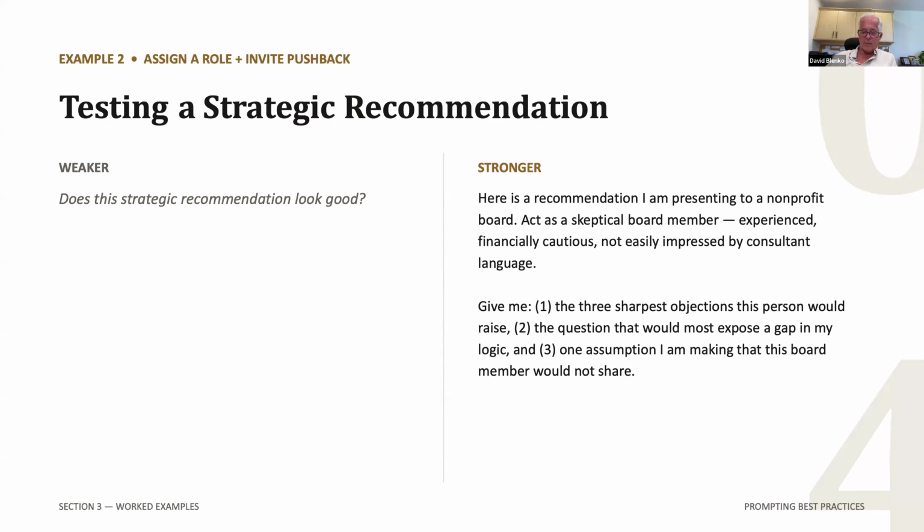Things like sharp objections, a perceived gap in the logic, or an assumption that they may not want to tell you about, but that would be useful for you to know. So please notice that the through line through both examples is the stronger version always names who's asking, what they actually need, and what the deliverable should look like. That's the whole technique, but obviously, when you get into it, there's more nuance as you develop your skills.